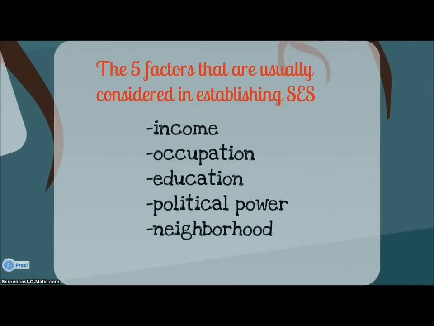The 5 factors that are usually considered in establishing SES: income, occupation, education, political power, and neighborhood. Income is how well can the family members meet their financial responsibility. Occupation is what prestige is associated with the occupation of the head of the household. Education is determined by what level of education have the parents achieved.